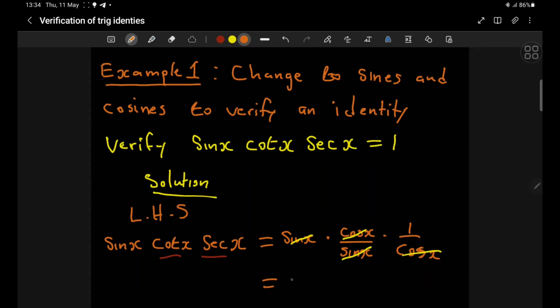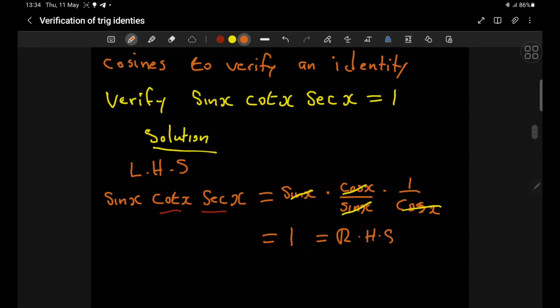So our final solution is 1, and this is equal to the right hand side. So we verified. We can write hence verified or hence proved. And you're done. For similar questions, whenever you have a question where you're having cot, sec, try to change them into sine and cos, and then see if you can divide and reduce it to what is needed on the identity.